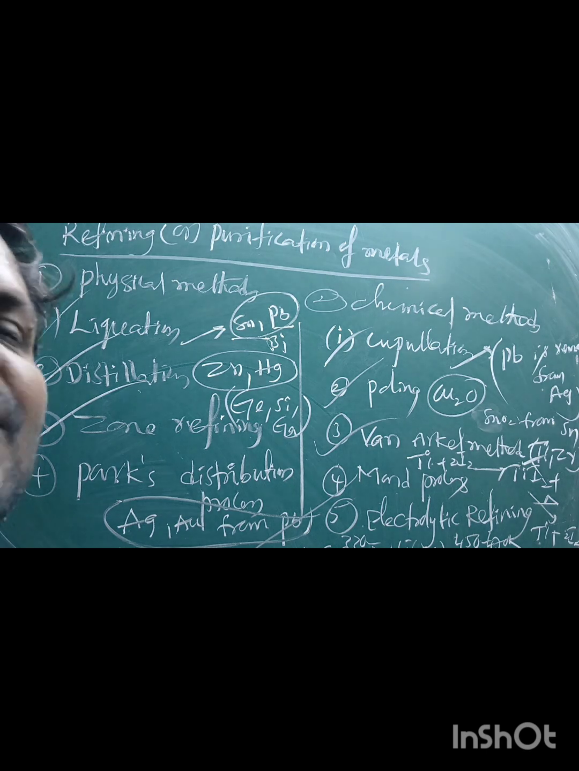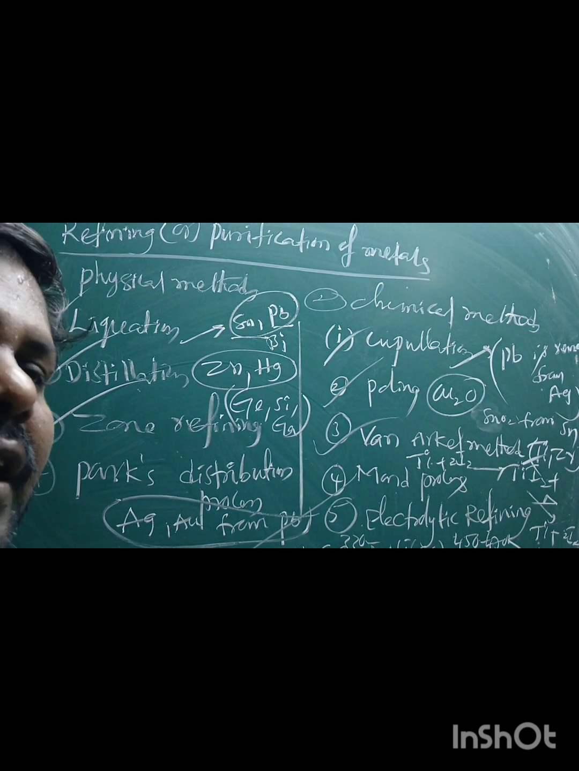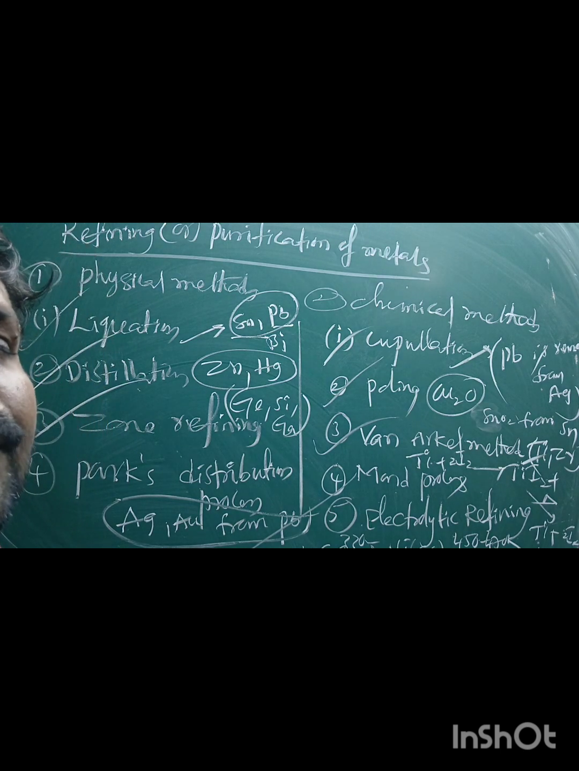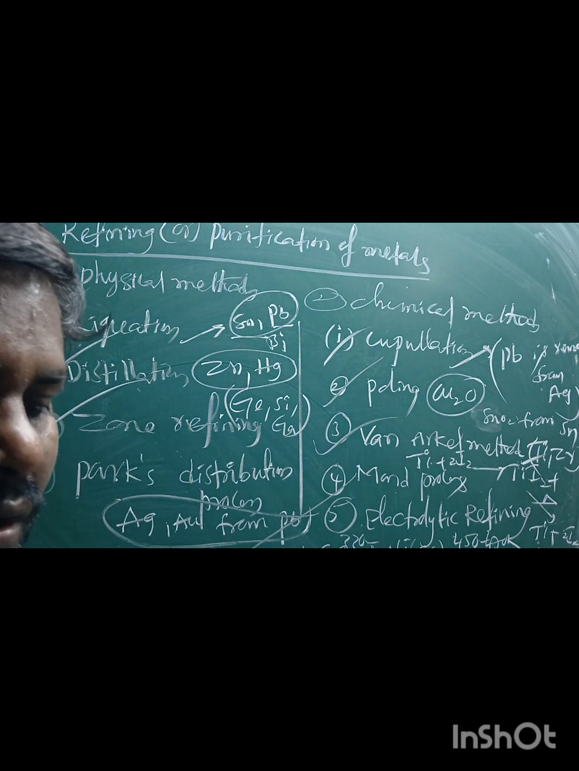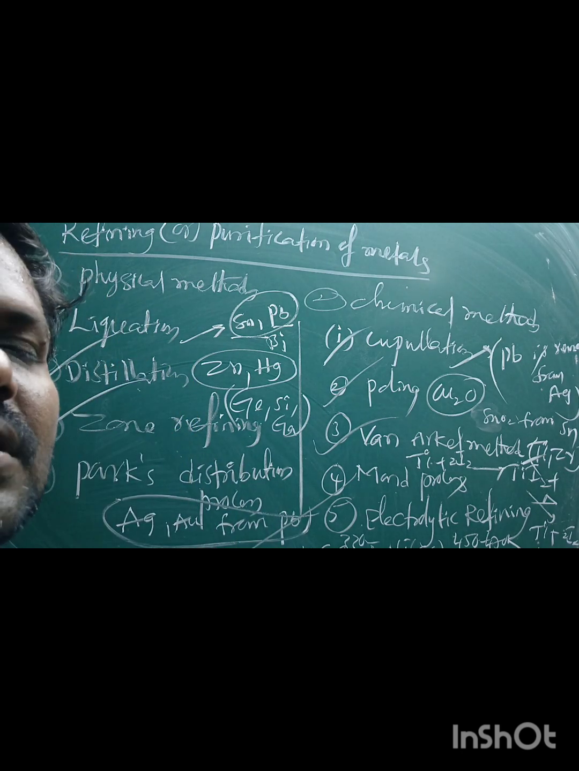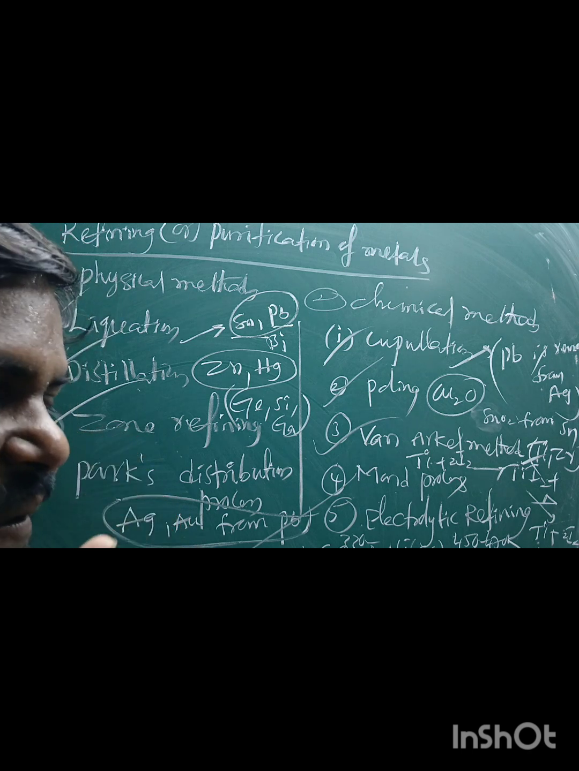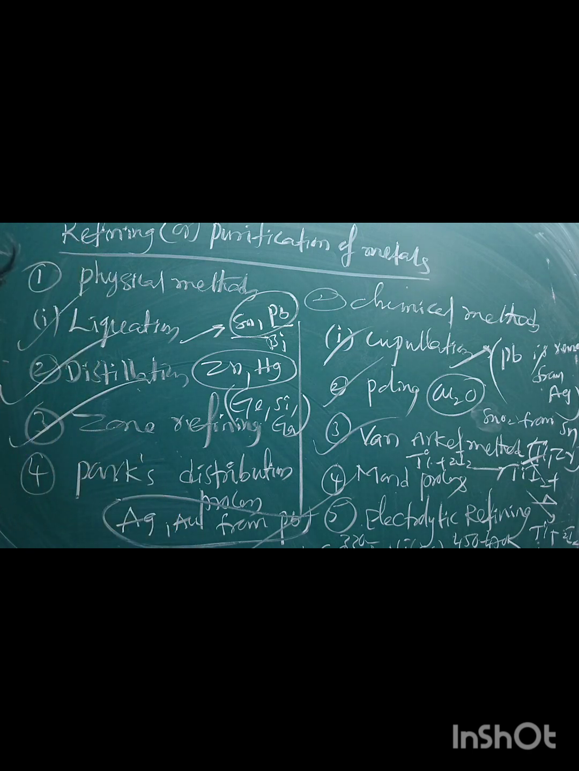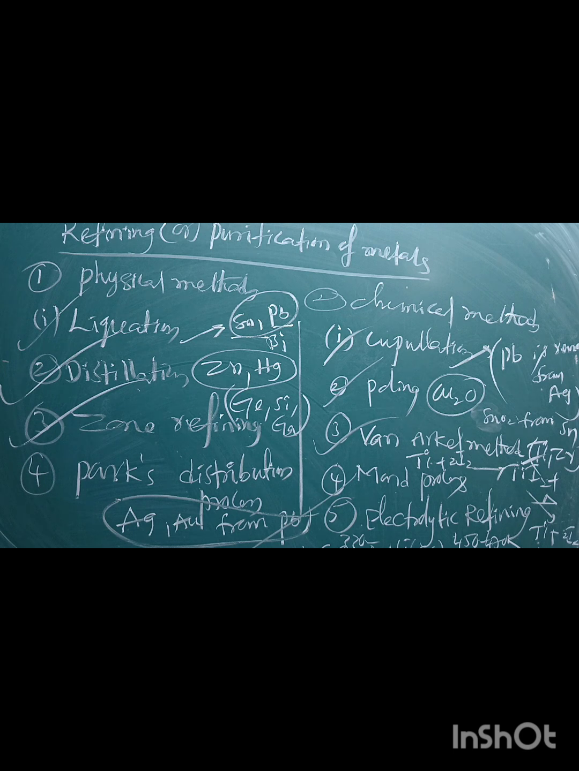Metallurgies are classified into various types: pyrometallurgy, also called thermometallurgy, hydrometallurgy, and electrometallurgy. What is pyrometallurgy or thermometallurgy? The extraction of metal from its ore by using heat energy is called thermometallurgy, also called pyrometallurgy. The extraction of metal from its ore by using aqueous solutions is called hydrometallurgy. The extraction of metal from its ore by using electric current is called electrometallurgy. Thank you.